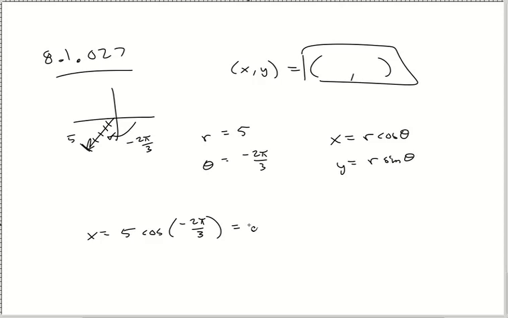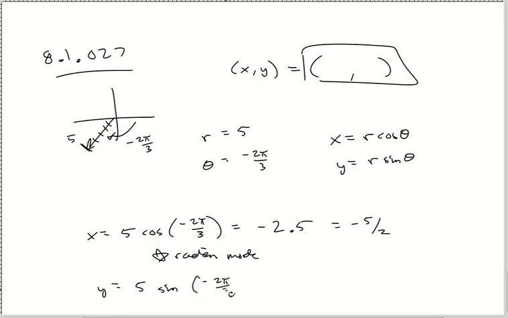Get an answer. 5 cosine negative 2 pi over 3. Now make sure that you're in Radian mode. I was in degree mode in my calculator, and you can get weird results. Again, I'm going to put that right here. Radian mode. Okay, so I got negative 2.5. I mean, if you want to convert it over, it's negative 5 halves. Cool. My y, 5 sine of the negative 2 pi over 3, same thing.